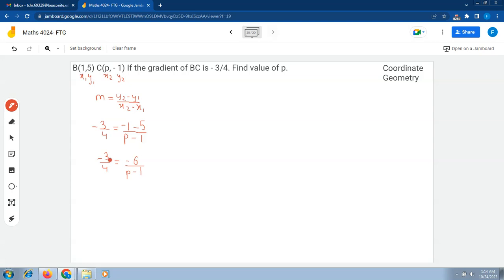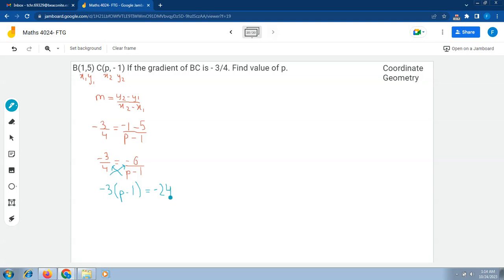Now since there is an equals to sign in between, I will cross multiply. I will shift this p minus 1 on this side, and it will be multiplied with minus 3, and 4 will move on this side. So I will write it like this, minus 3, and then I will use a bracket, p minus 1, and on this side this is minus 6, and minus 6 when multiplied with 4 will give me minus 24. So this will be minus 24.